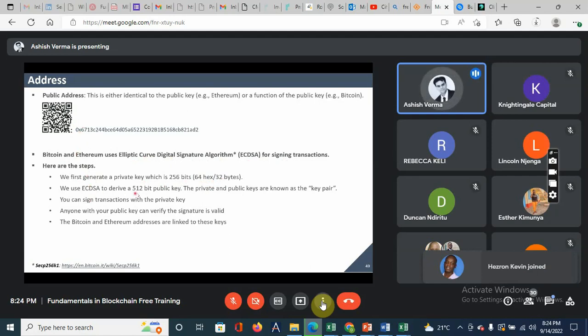We use the ECDSA algorithm to generate a public key. The private and public key are known as a key pair, which we saw in asymmetric encryption. With this, you can sign the transaction with the private key, and with your public key you can verify that the signature is valid, and the Bitcoin and Ethereum addresses are linked to these keys. So this is how the transaction actually flows.